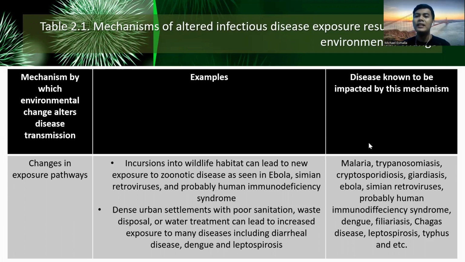So what are the different diseases known to be impacted by this mechanism? So we have malaria, we have trypanosomiasis, Ebola, simian retroviruses, and other diseases. So as you can see here in our example.